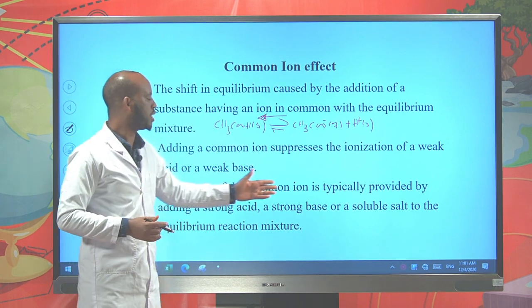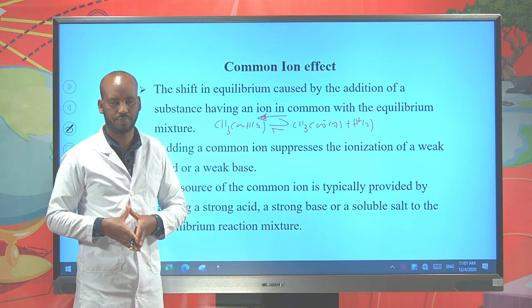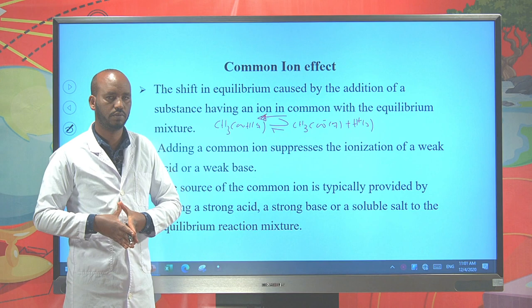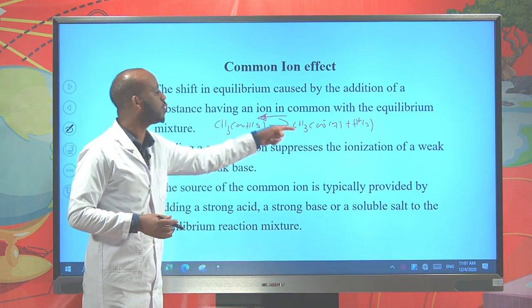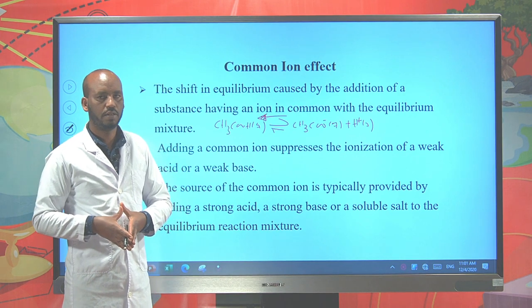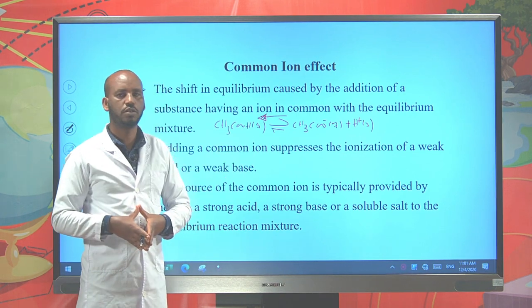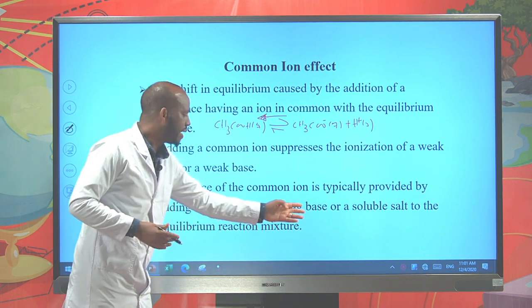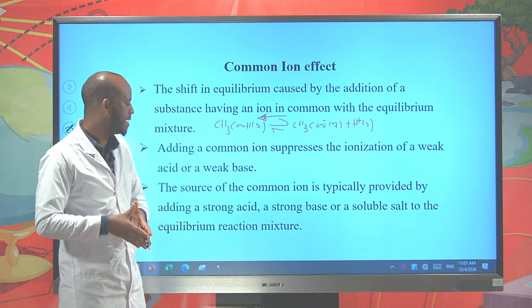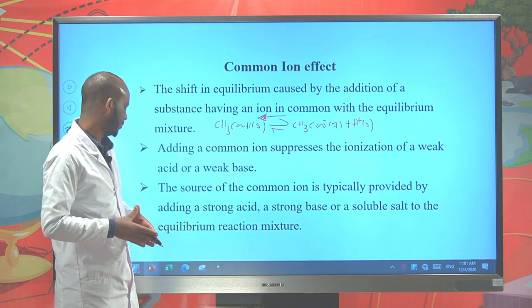The source of the common ion is typically provided by adding a strong acid. If a strong acid is added to a reaction at equilibrium, then the dissociation of the weak acid is suppressed. A strong base can provide a common ion. A soluble salt provides a common ion.